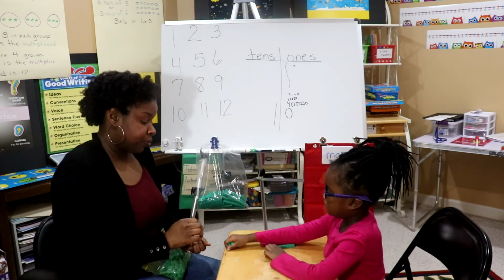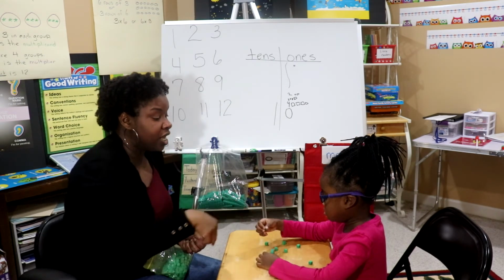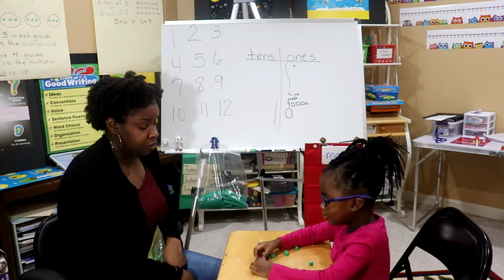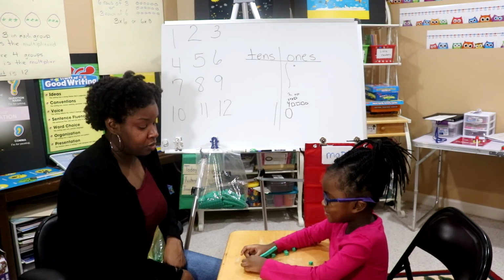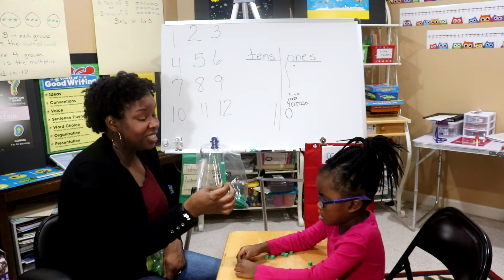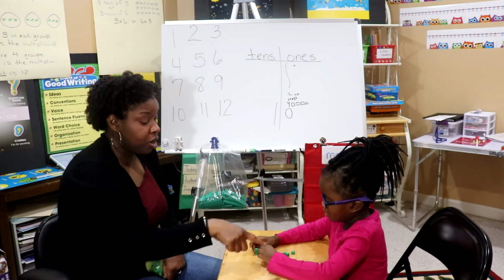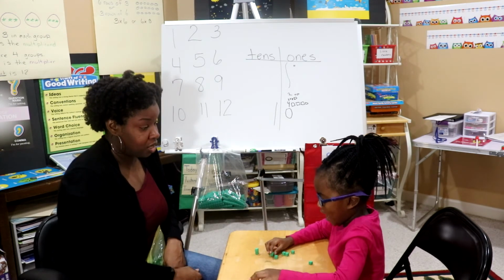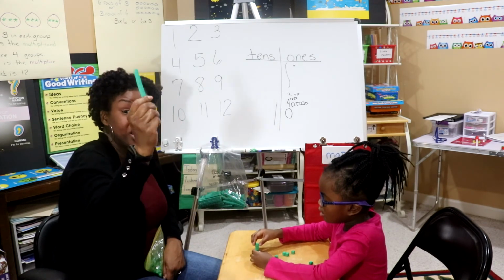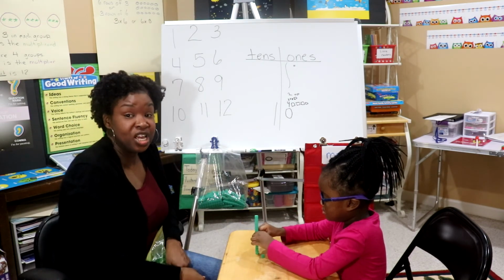So now, I need you to explain to the viewers at home why this equals 18. Can you explain that to them? Because 18 is the biggest. Go ahead, explain to me. This is what? How many? 10. This is 10. How many ones do you have? 8. And 10 plus 8 equals what? 18. So we have 1 ten, and then we have 8 ones. So 10 plus 8 equals 18.